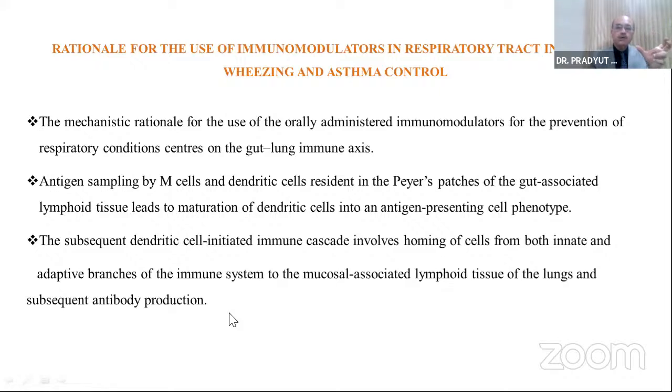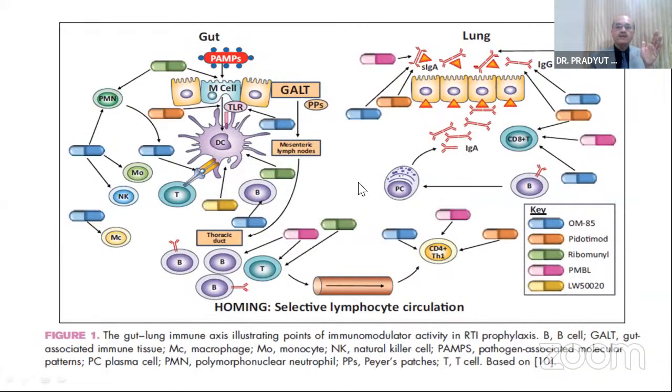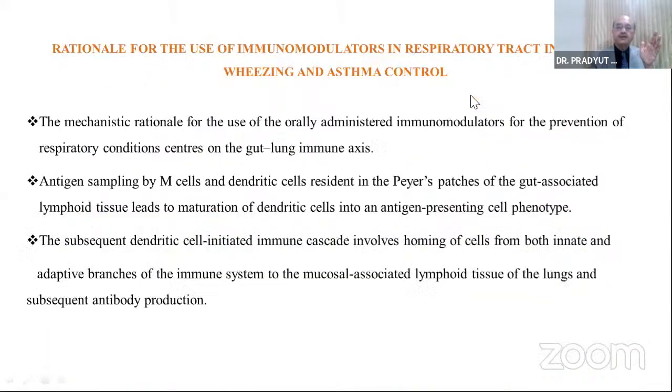And then once this homing of the T cells and B cells occurs, which are both branches of the immune system, this is then shifted to the mucosal associated lymphoid tissue of the lungs, that is here, and that is where the immunity and antibody production forms. So the dendritic cell initiated immune cascade from the gut Peyer's patches involves homing of cells from both the innate and adaptive branches of the immune system to the mucosal associated lymphoid tissue of the lungs, and then results in subsequent antibody production.